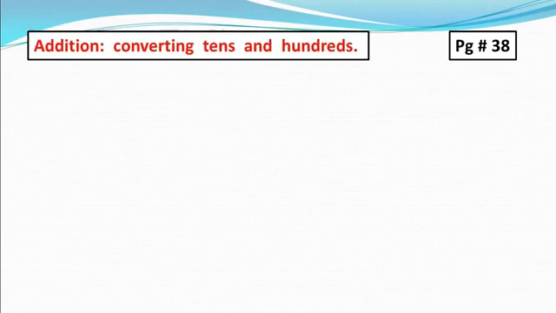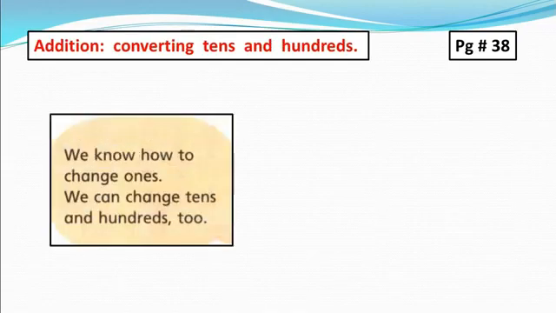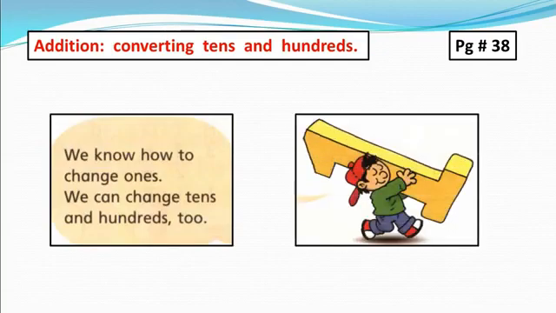Now here I am going to do addition converting tens and hundreds, page number 38. We know how to change ones. We can change tens and hundreds too. This is Adil. See what happens when Adil adds one more block to 999 blocks. Here is Adil's sum. There are 9 hundreds, 9 tens, 9 ones. And he adds one more 1.